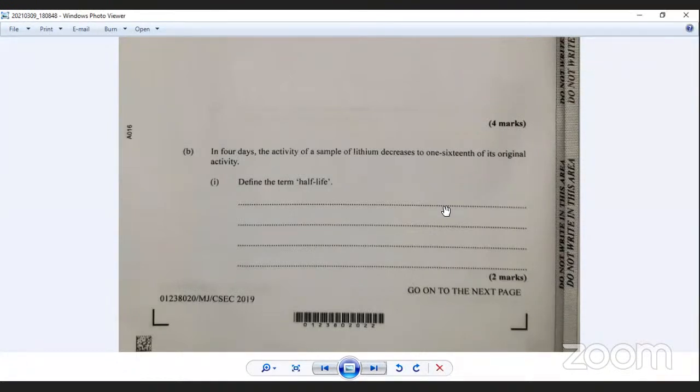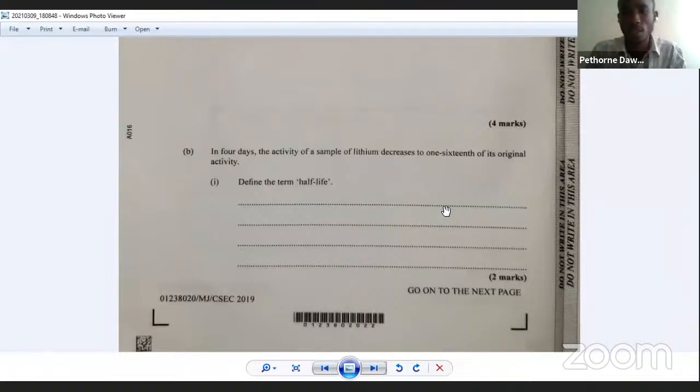So, half-life is the time required for a quantity to reduce to half of its initial value. All right. I like that. That sentence sounds to me like full mark.